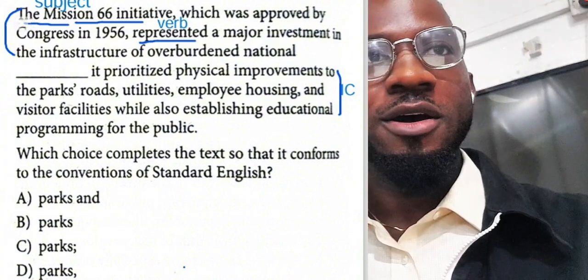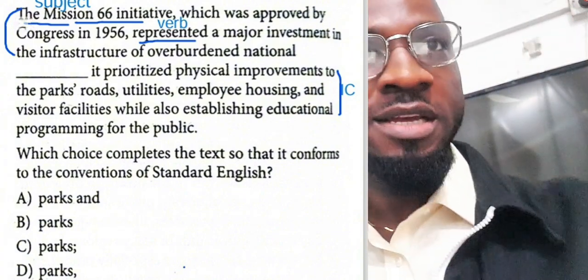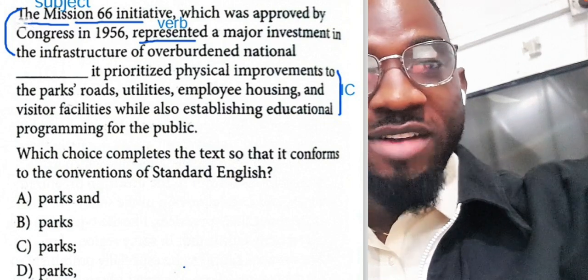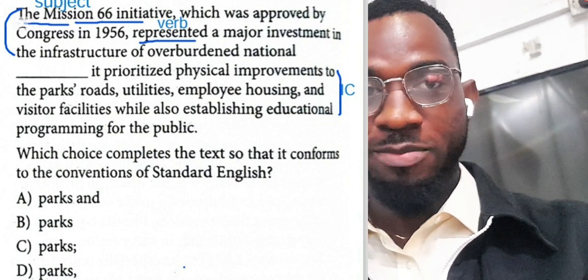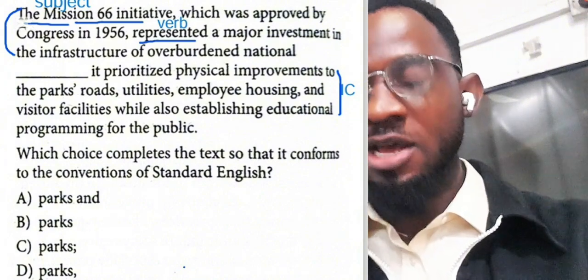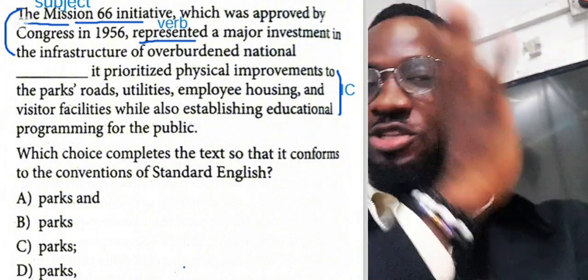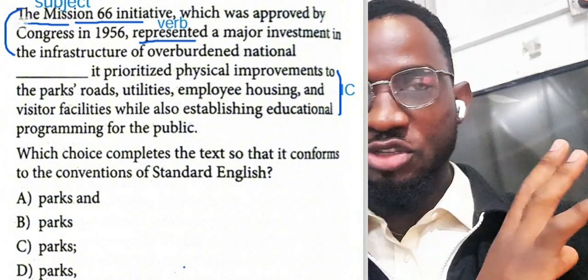Now, let's see what works here. You want to know whether we have an independent clause before the blank and whether we have another independent clause after the blank. By the way, I'm going to explain what the dependent clause means when we move into the comma.